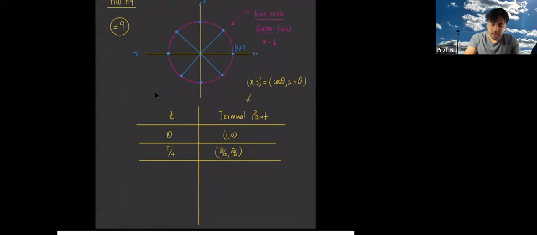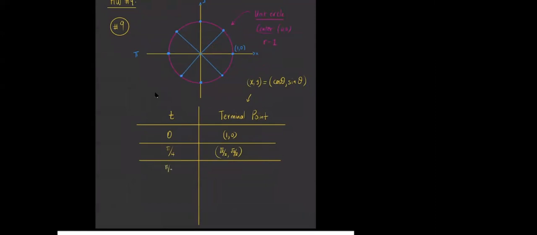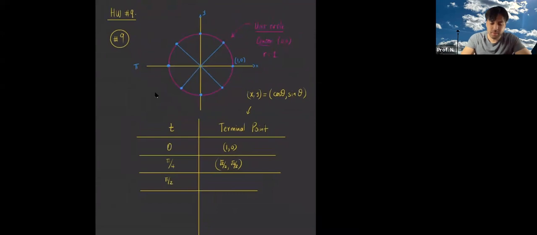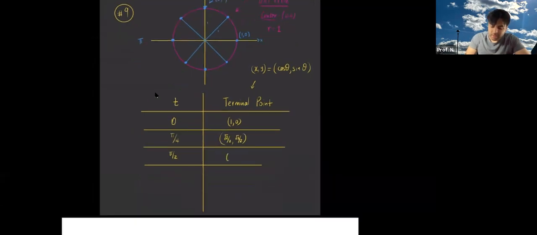And then the next angle is what? The next angle is right here, right? This is 90 degrees. This is pi over 2. What are the coordinates of the unit circle when your angle is pi over 2? Just look at the unit circle. The unit circle has a radius of 1, right? So this portion right here would have to be 0, 1, right? And guys, this just repeats itself.